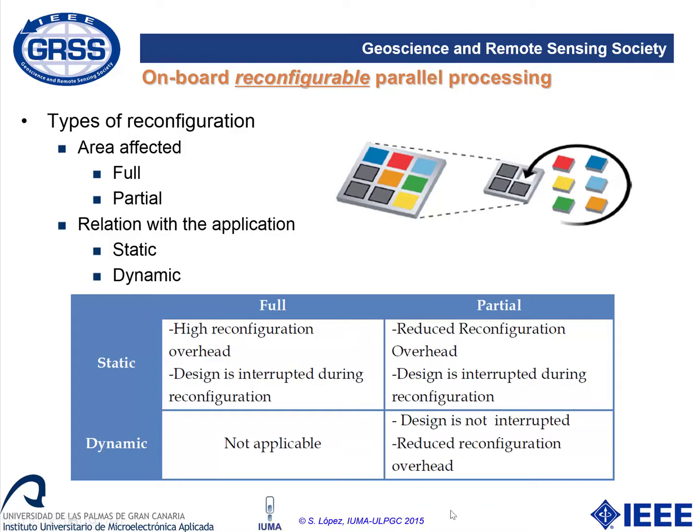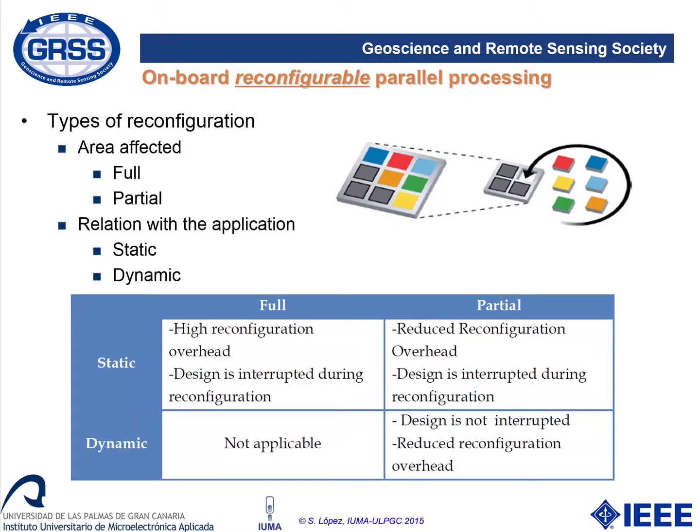For example, we have first a scenario with a full and static reconfiguration, which means that we are reconfiguring all the FPGA, so we have a high reconfiguration overhead and the design is interrupted during reconfiguration. Then another scenario is static partial reconfiguration, which means that we only have reconfiguration on one part of the FPGA. This is why we have a reduced reconfiguration overhead, but we have to interrupt the full operation of the device.